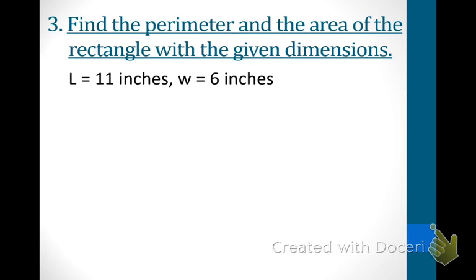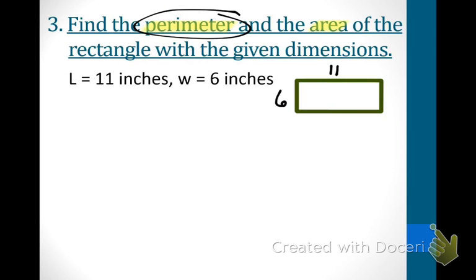Number 3 says find the perimeter and the area of the rectangle with the given dimensions. So I want you to always be careful when you are looking in your instructions to see what it's asking for. Here it's asking for 2 things. Not only do I have to find the perimeter, I've also got to find the area, okay? So let's look at the first one. It's 11 inches by 6 inches. What kind of a shape do I have? It's a rectangle. I want you guys to draw yourselves a rectangle. Okay, this helps us to visualize what it is that we're working with.